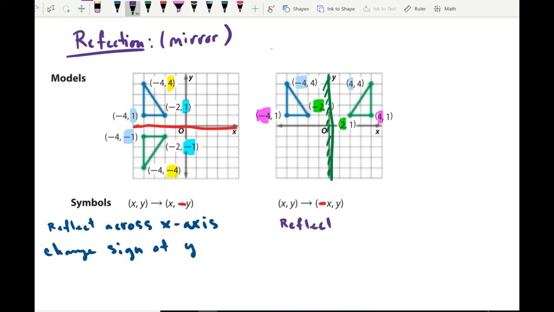Reflect across y-axis, we're going to change the sign of the x value. So that's it. If it reflects across x, you change the sign of y. If it reflects across y, you change x. So what happens if an image reflects across x and then that is reflected across y? Basically you reflect it twice, through x and y, so you're going to change the sign of both.